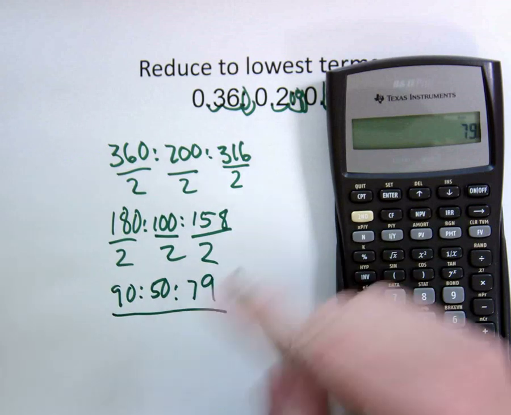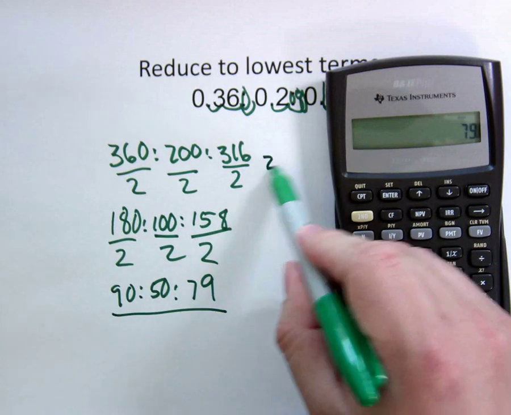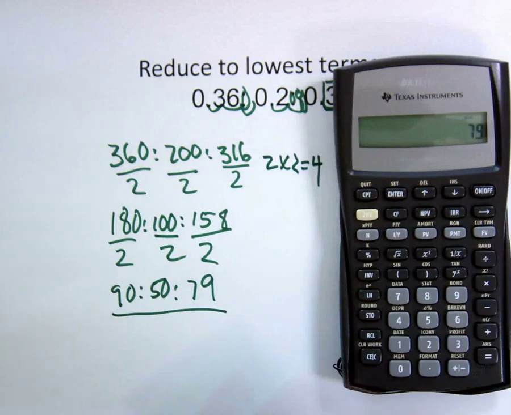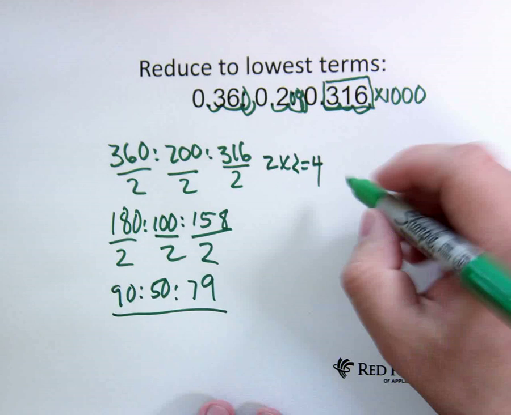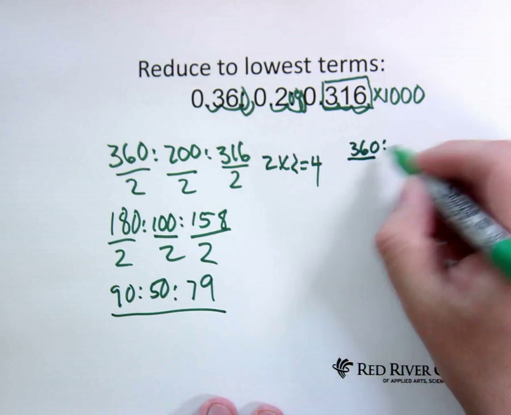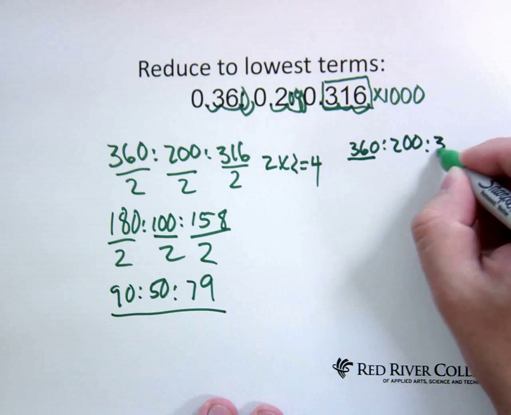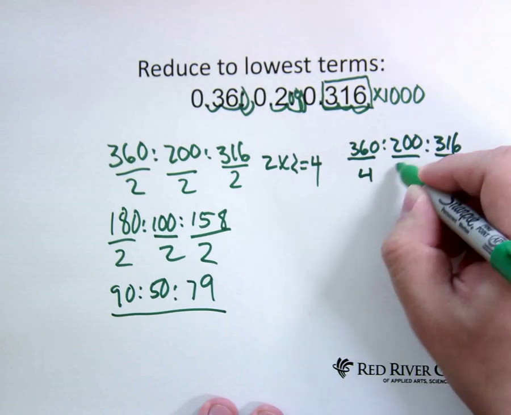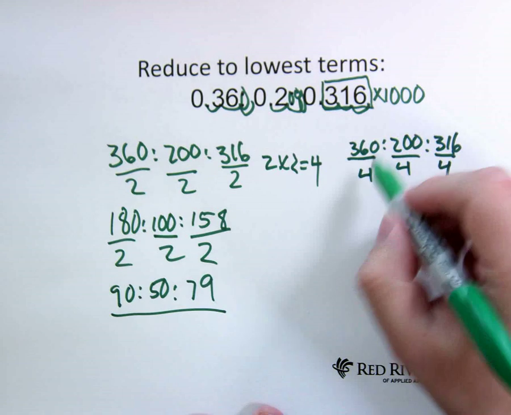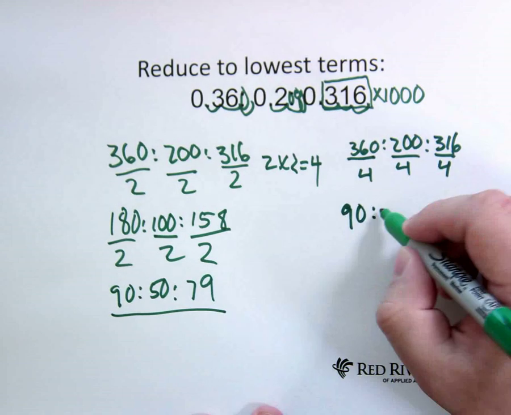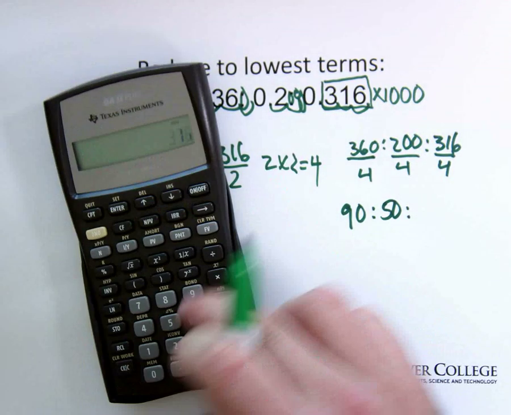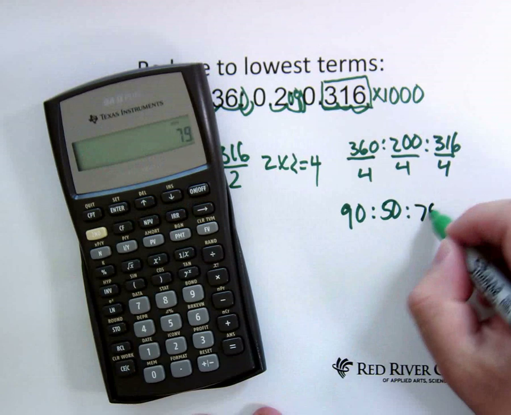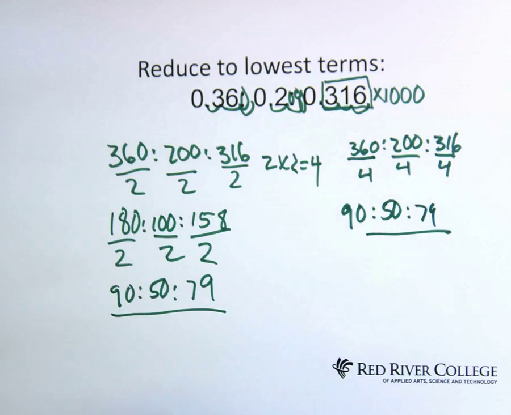Because we've divided by 2 and divided by 2, if you multiply 2 times 2, we could have actually used the 4. So we could have actually divided by 4, and that would have taken us to the final answer. So if we quickly do that, 360, 200, 316, divide by 4, divide by 4, divide by 4. Well, 4 into 360 is the 90, 4 into 200 is the 50, and 4 into 316 should be 79. That's our final answer. Okay.